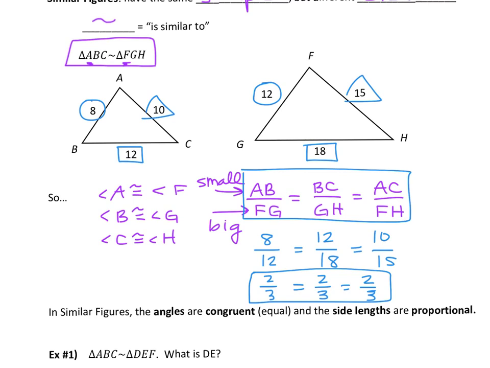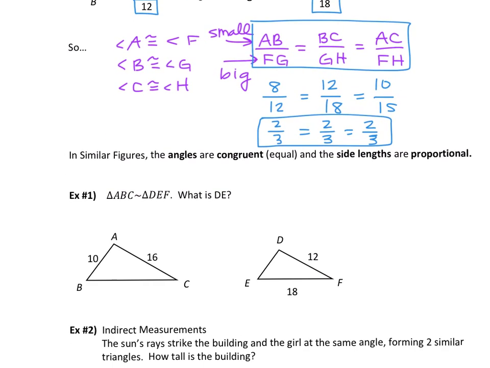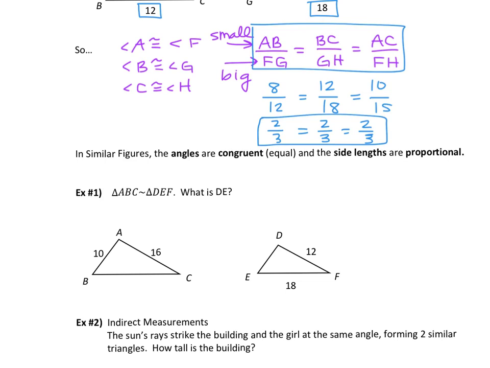Questions on that? Nope. Okay. Before we move on, in similar figures, the angles are congruent, side lengths are proportional. Okay, so that's what I just showed you. Angles are congruent, that's all the angles. The side lengths, you can set up a proportion. Okay? Okay, so look at example 1.